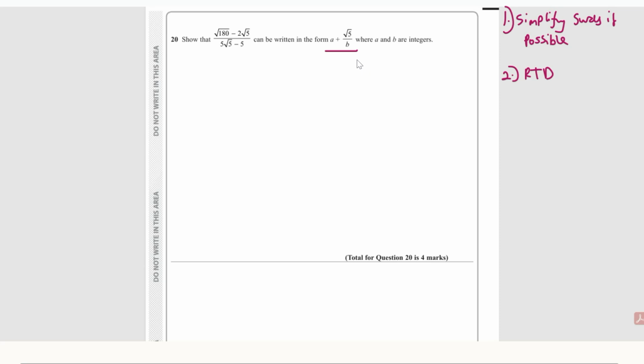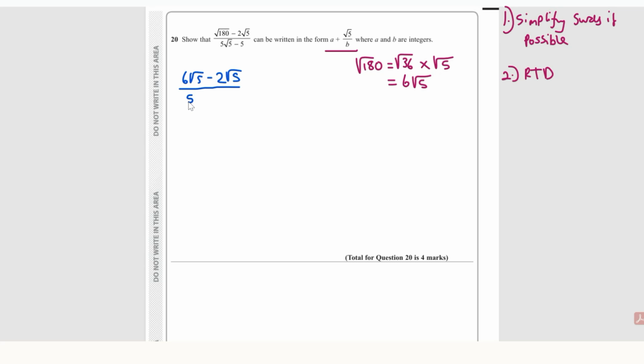So starting off, if we take 180 and we want to simplify this, the largest square number that goes into 180 will be 36. Then we multiply that by 5. Root of 36 is 6, so instead of root 180 we have 6 root 5. So we can go ahead and replace root 180 with this. So if we rewrite this fraction, we get 6 root 5 minus 2 root 5 over 5 root 5 minus 5.